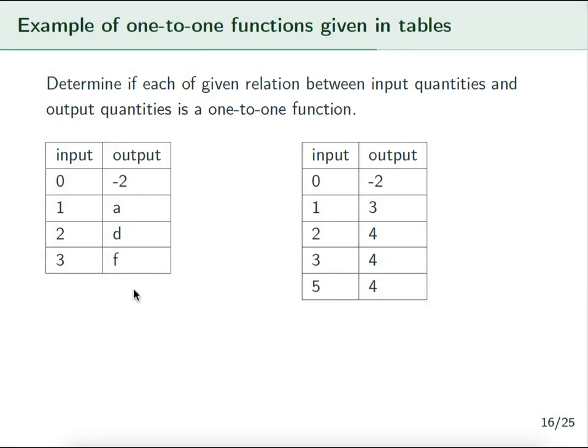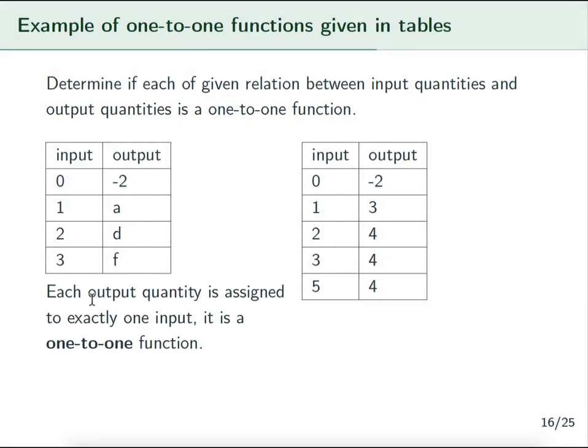So this function is a one-to-one function. Each output quantity is assigned to exactly one input. So it is a one-to-one function. And again, the simple way to think about it is outputs are not repeated by different input quantities.